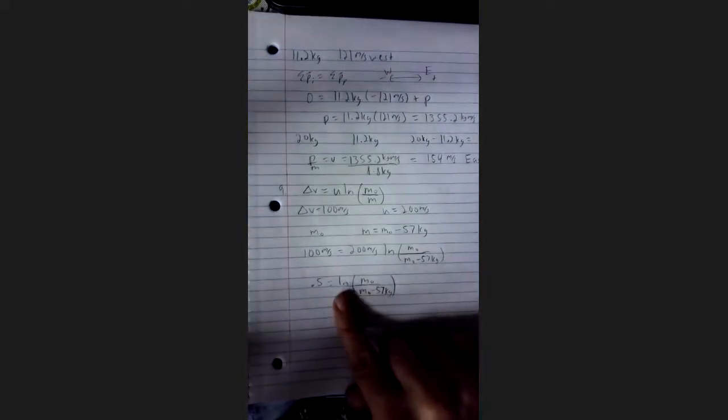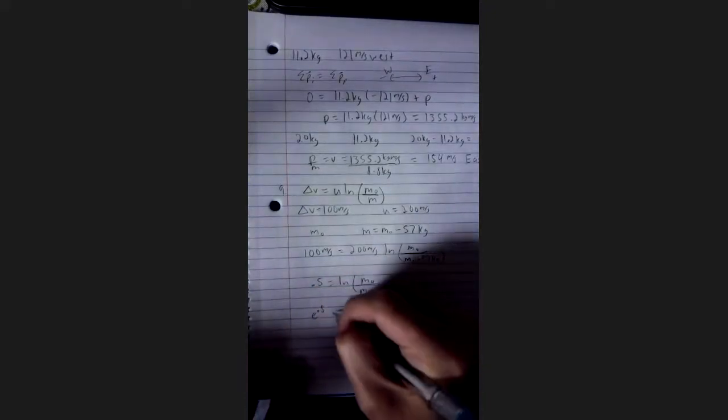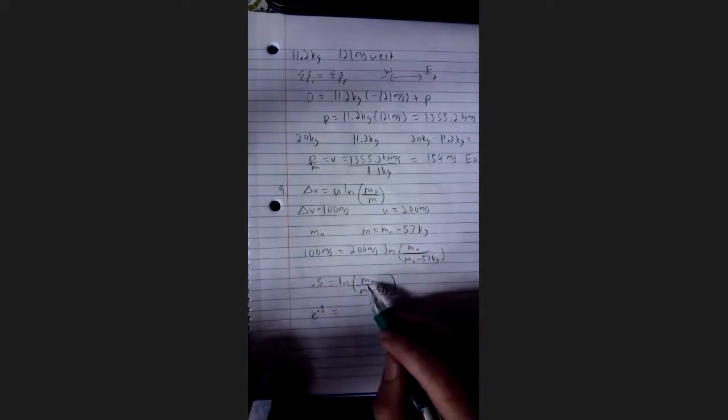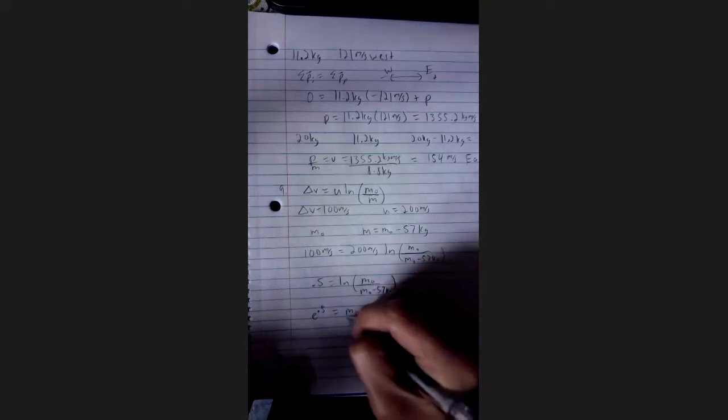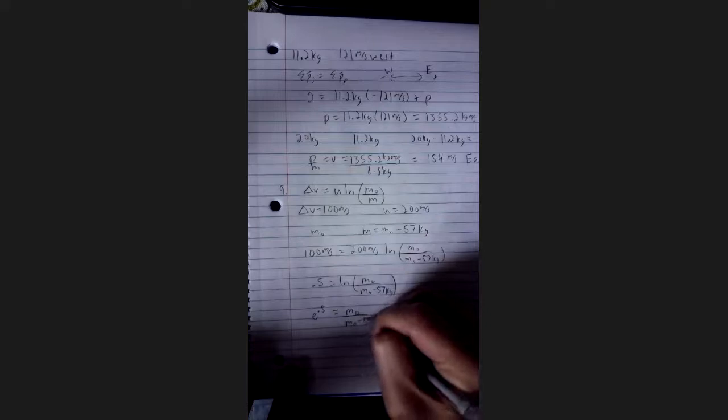All right, so we can get rid of our natural log by raising both sides, e to that. So e to the 0.5 is equal to e to this natural log, but e to the log of x is just x. So this is just our m0 over m0 minus 57 kilograms. So if I multiply both sides by the denominator, I have e to the 0.5 times m0 minus 57. I'll drop the units to make it easier. Has to be equal to m0.